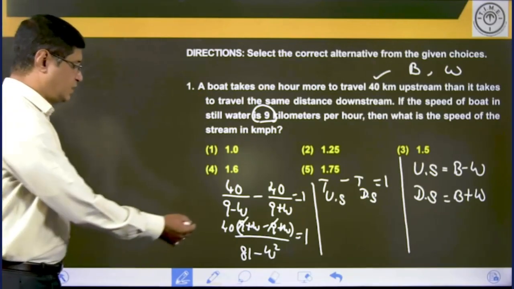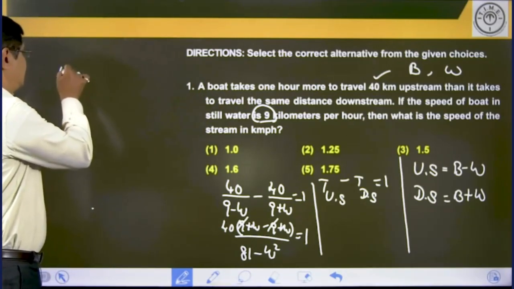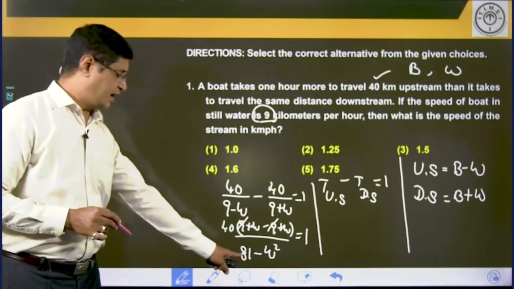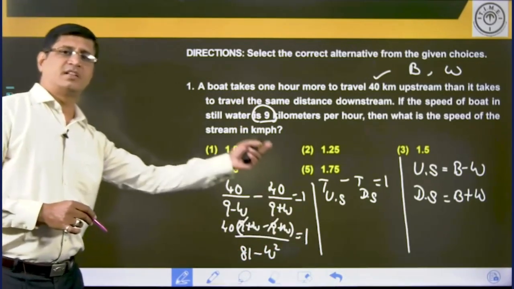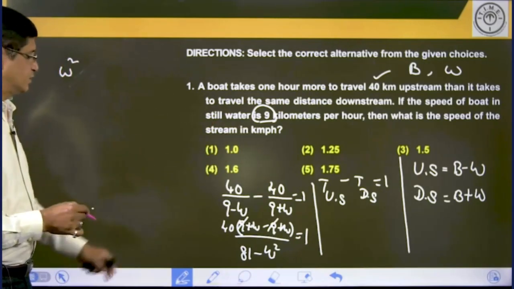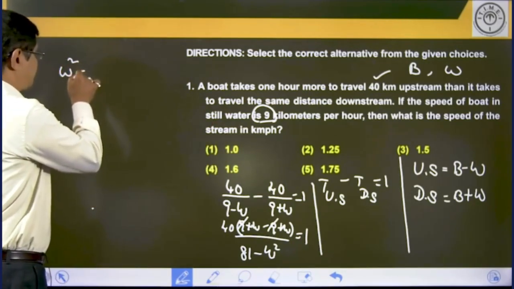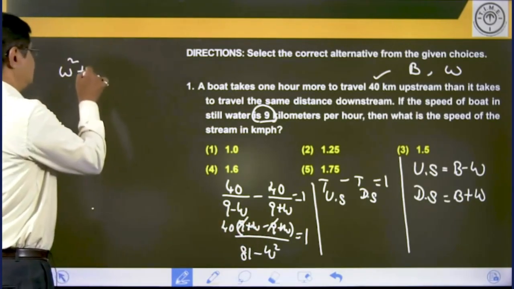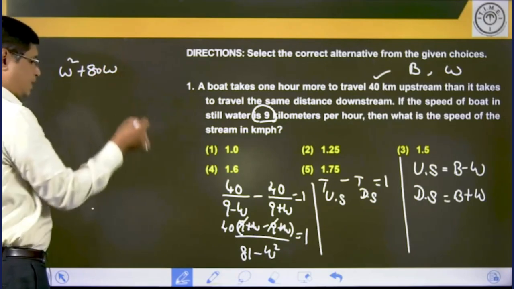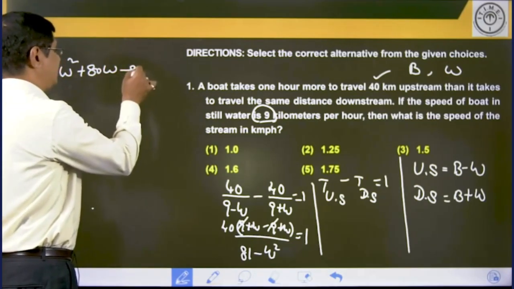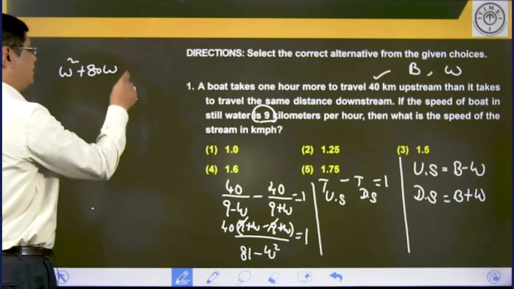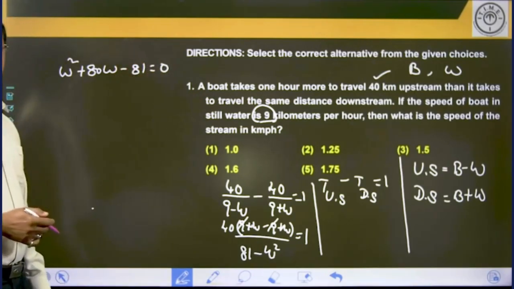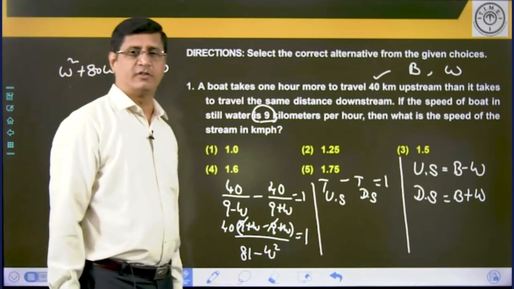The result is now W square minus W square and 81 into 1. Take the variables on one side. So W square plus W into W plus W, 2W into 40, that is 80W, and minus 81 is equal to 0. Yes, now we got a quadratic equation.